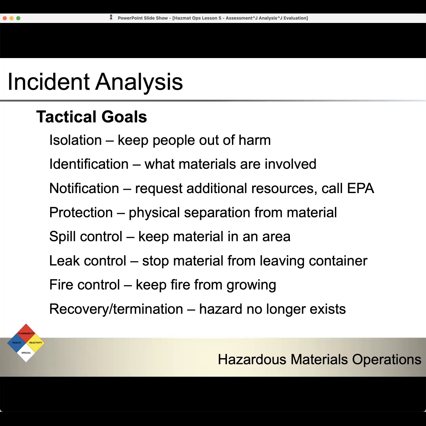Then there's leak control. We can stop the material from leaving the container. That's a technician level. Then fire control, keep the fire from growing. Sometimes it's not best to put it out until we can do some other things. And then recovery and termination, the hazard no longer exists or the emergency no longer exists. Now it's just an incident that needs to get cleaned up.